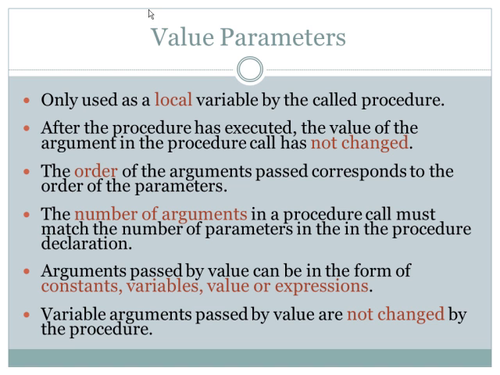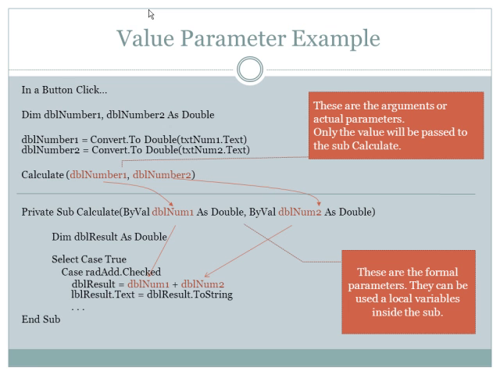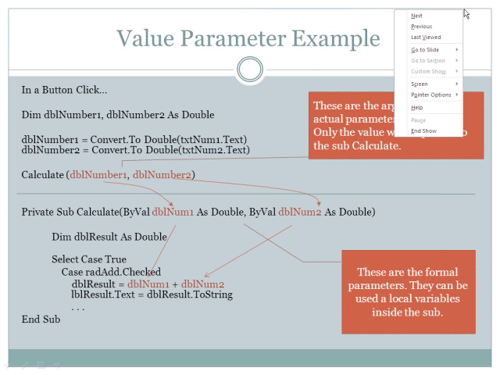Also, I can not only pass variables, but I can pass a constant, a value, or an expression such as x plus 2. Now, again, and I'm stressing this several times, variable arguments passed by value are not changed. So they're used, but that's it. So here's an example for us to look at.